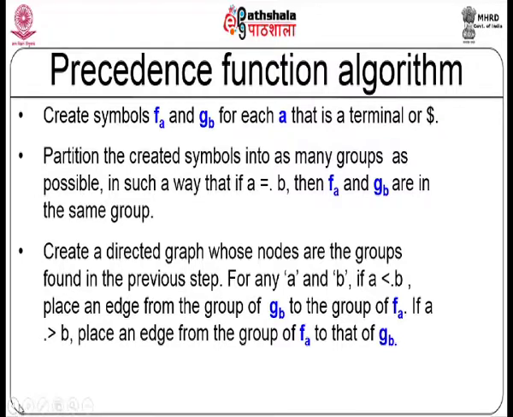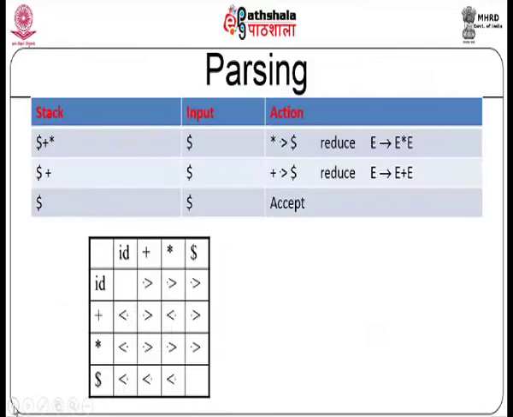And we already know the table of all the relationships basically. So, let us just look at the table for a moment before we actually get into it. So, id is greater than plus, greater than star and greater than dollar. So, let us just look at this particular example alone. id is greater than plus, id is greater than star and id is greater than dollar. Similarly, if you look at this, plus is less than id, star is less than id, dollar is less than id. So, id has greater precedence than plus, star and dollar, that is your understanding here.